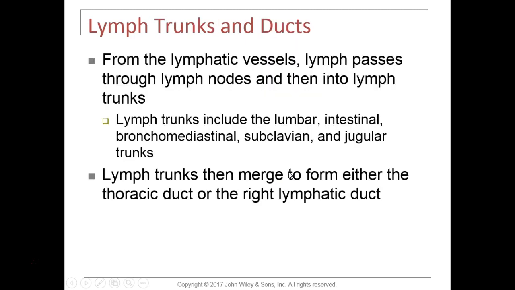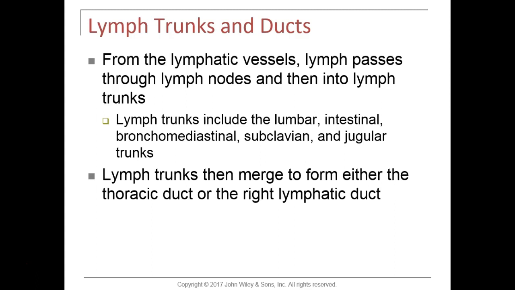So those lymphatic vessels pass through the body, and lymph flows through vessels that pass through lymph nodes. Lymph nodes are a type of lymphatic organ that we're going to talk about in a minute with their structure and function. As the lymph flows through these lymph nodes and the lymphatic vessels start to join together, they form larger lymphatic vessels, which are called lymphatic trunks or lymph trunks. The trunks in the body include the lumbar, intestinal, bronchomediastinal, subclavian, and the jugular trunks. Now these trunks are named for the area of the body from which they collect lymph.